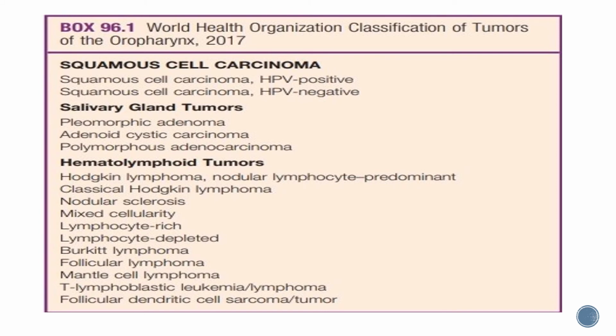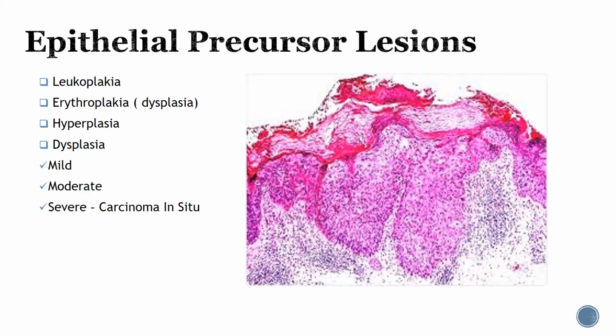This table is the latest WHO classification of tumors of the oropharynx, wherein squamous cell carcinoma is the most common malignancy of the oropharynx and comprises more than 90% of all malignant oropharyngeal tumors. The epithelial precursors of the oropharynx present clinically as white patches, leukoplakia, or red patches, erythroplakia. This was discussed in previous slides. Some lesions appear as a mixed variant with white and red components.